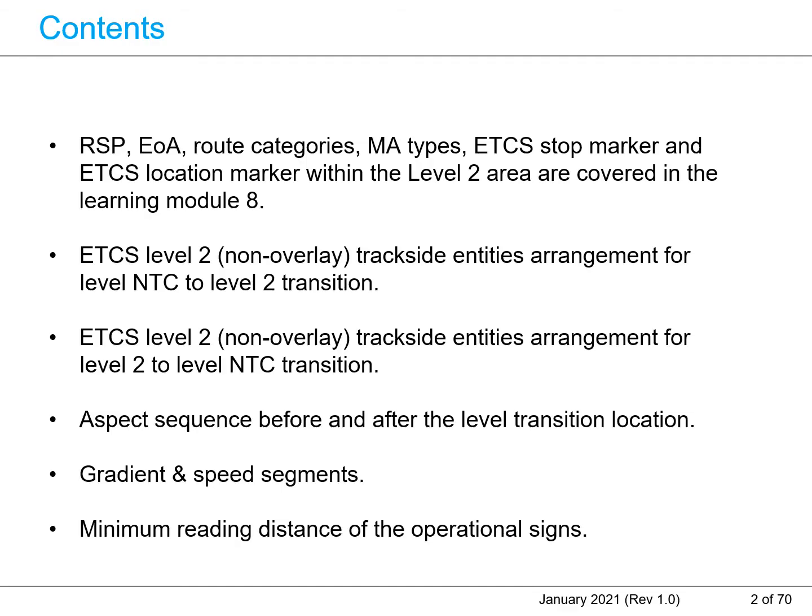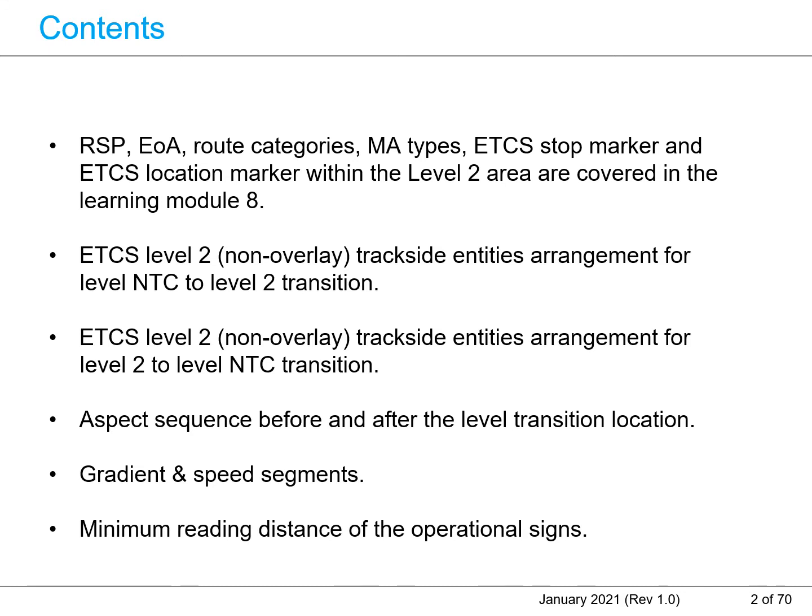The contents of this learning module continue the Part 1 explanation of the design process for the entities on the trackside. The explanation regarding the RSP, EOA, route categories, MA types, ETCS stop marker, and ETCS location marker is covered in the learning module 8. This learning module 9 covers the trackside entities arrangement, to facilitate the level transition from level NTC color light signaling area to the ETCS Level 2 non-overlay cab signaling area, and vice versa. Non-overlay means no trackside signal, indicator, AWS, or TPWS, when the trains are operating in ETCS Level 2.